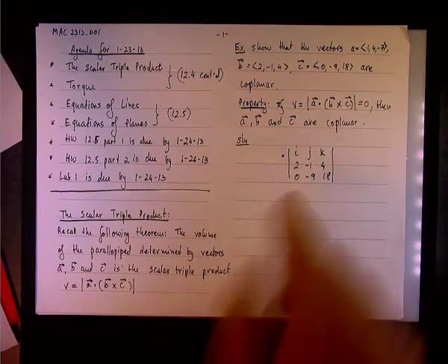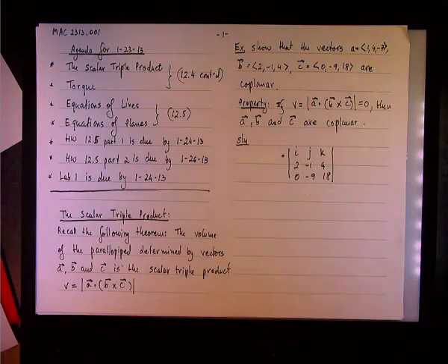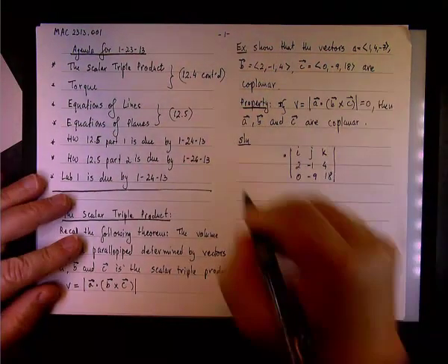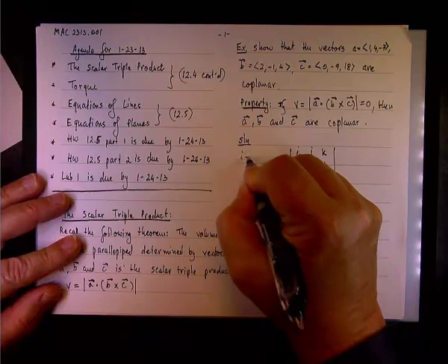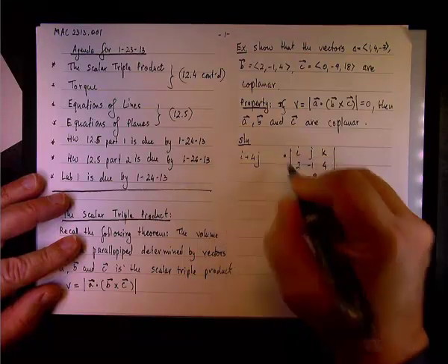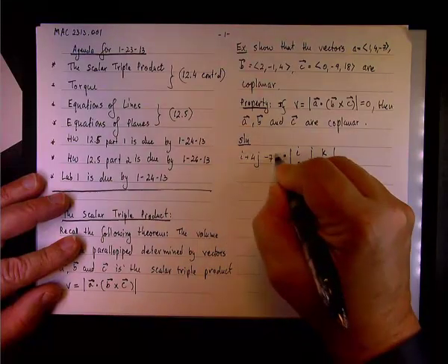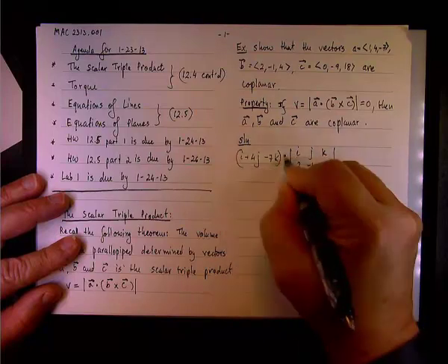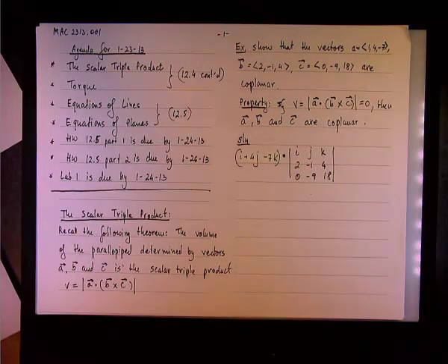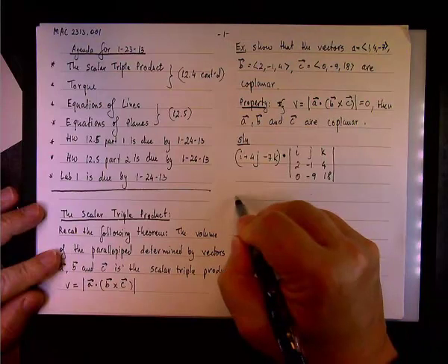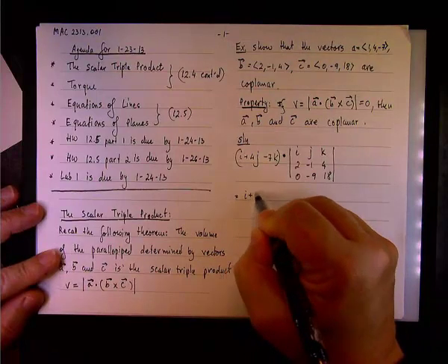Actually, it's foolish to use mixed notation here. So let me change the notation of A from component notation to ijk notation. So vector A will be i plus 4j minus 7k. Okay, like so.